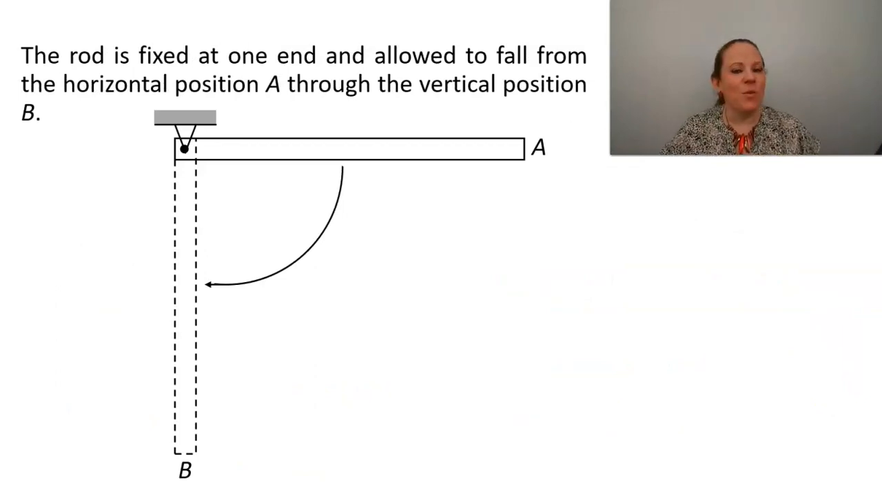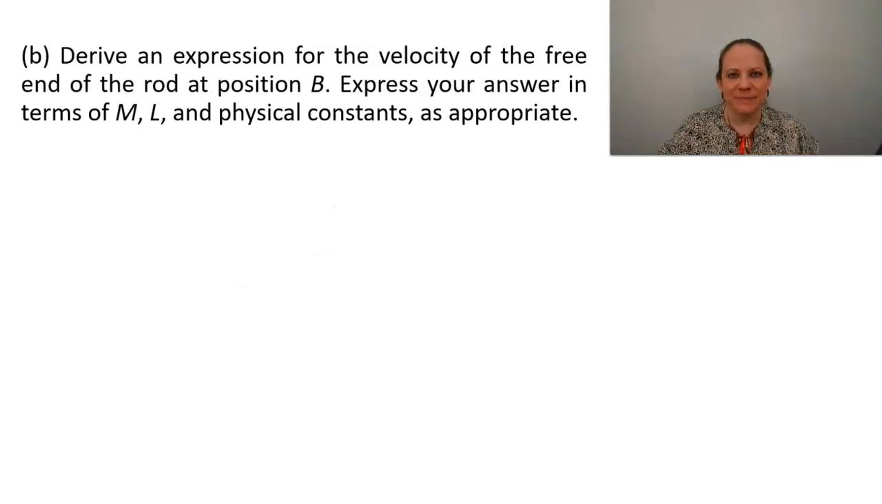So the rod is fixed at one end and allowed to fall from the horizontal position A through the vertical position B. Part B, derive an expression for the velocity of the free end of the rod at position B. Express your answer in terms of m, l, and physical constants as appropriate.